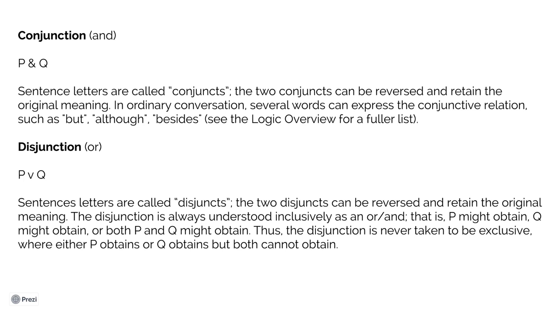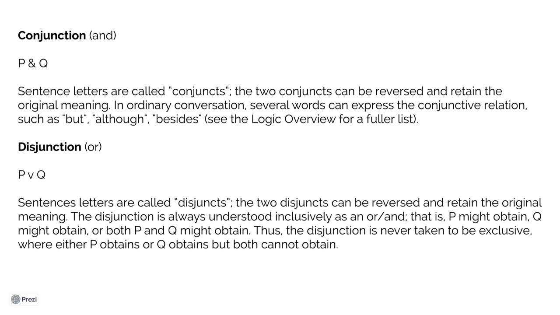In a disjunction, the sentence letters are called disjuncts. In this case, the two disjuncts can be reversed and also retain the original meaning. P or Q is the same as Q or P, just as 4 plus 2 and 2 plus 4 mean the same thing. The disjunction is always understood inclusively. This is important. The disjunction is always understood inclusively as meaning or and. As you should recall, we discussed this in Module 3.